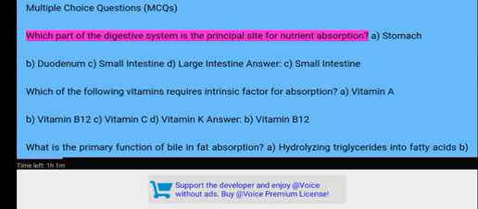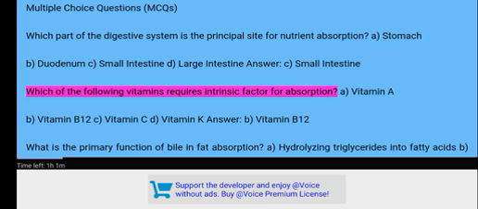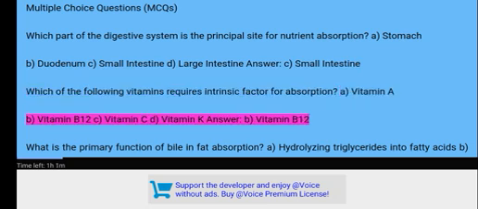Which part of the digestive system is the principal site for nutrient absorption? A. Stomach. B. Duodenum. C. Small intestine. D. Large intestine. Answer: C. Small intestine. Which of the following vitamins requires intrinsic factor for absorption? A. Vitamin A. B. Vitamin B12. C. Vitamin C. D. Vitamin K. Answer: B. Vitamin B12.